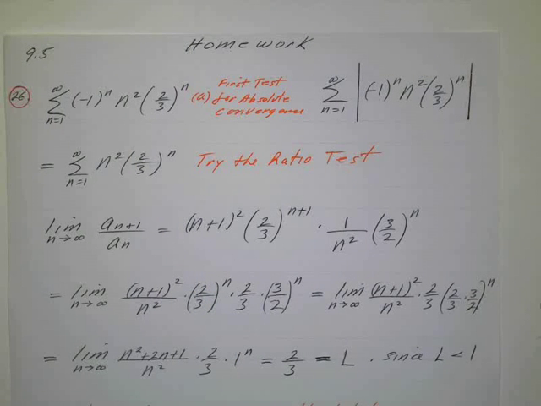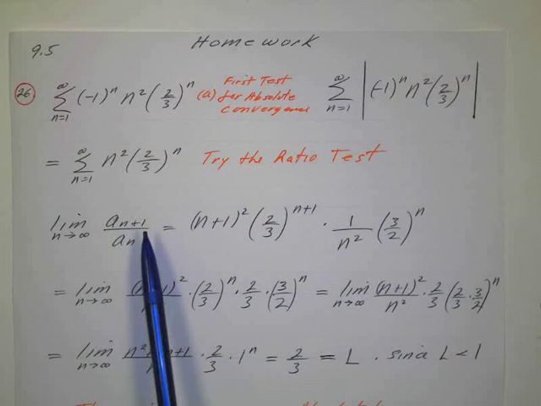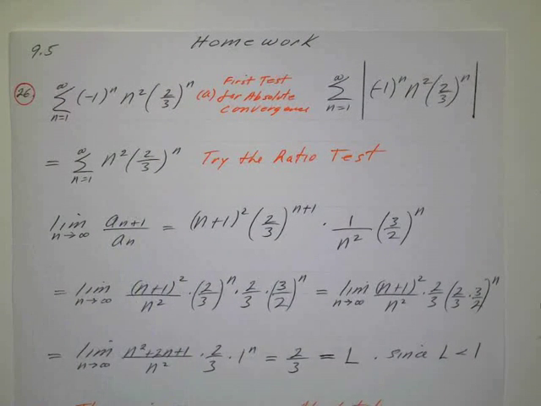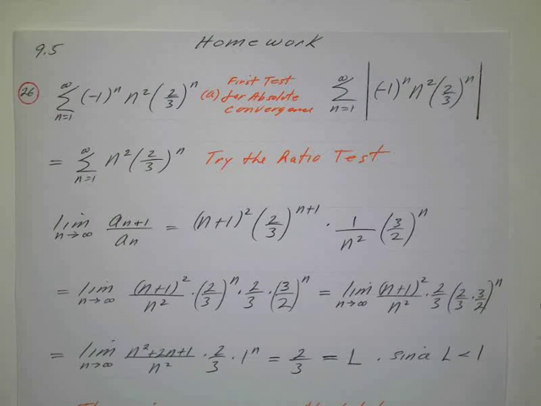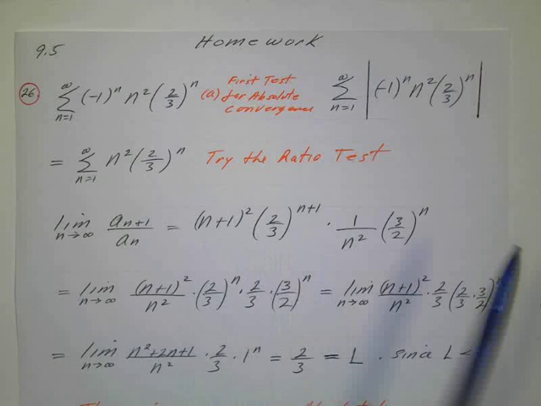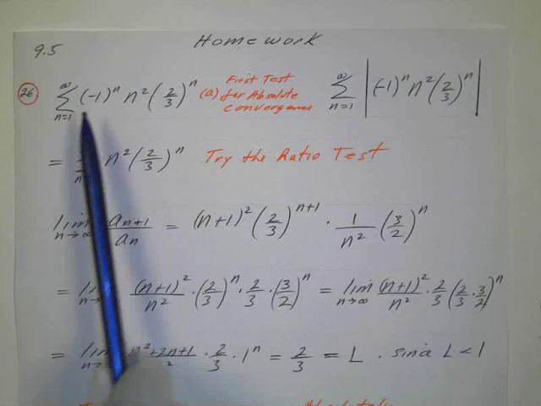So let's try the ratio test on this one. Doesn't look like any of the other tests would be applicable. So a sub n plus 1 over a sub n, we would take the limit of that. That's going to give us an L. If it's less than 1, it converges. If it's greater than 1, it diverges. And if it's equal to 1, well, we've got to try something else. Okay? So this would be the nth plus first term.